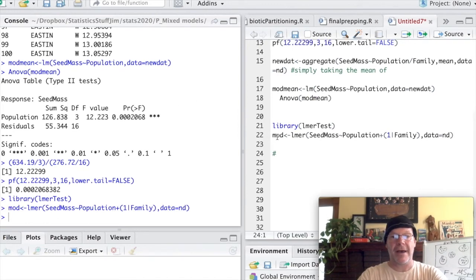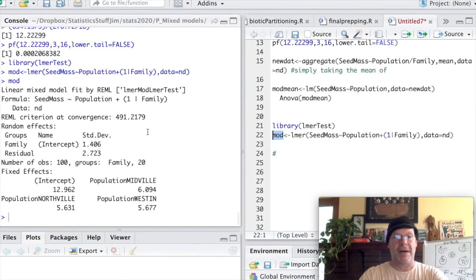Okay, so now we have a mod, and we have parameter estimates for each population. And we can go ahead and do an ANOVA on our mod.